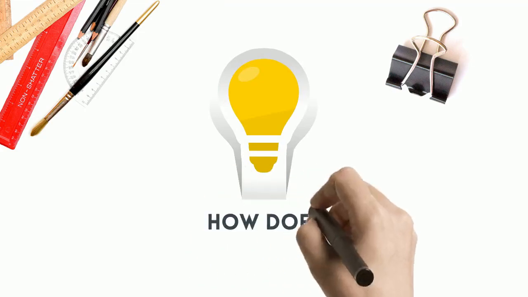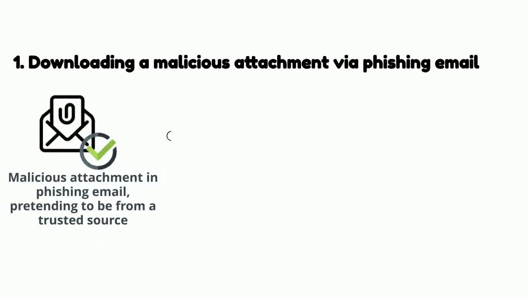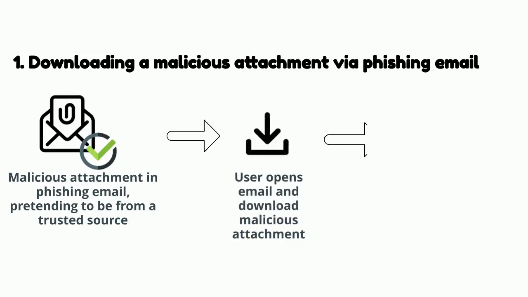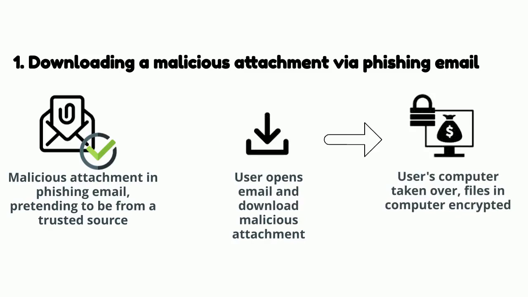How does ransomware work? The first method is downloading a malicious attachment via phishing email. Victims will receive an attachment in an email, camouflaged as from a source that they can trust. Once the malicious attachment is downloaded and opened, the victim's computer will be taken over. The download will activate the ransomware program to attack the victim's system, by encrypting their data, adding an extension to their files and making them inaccessible.